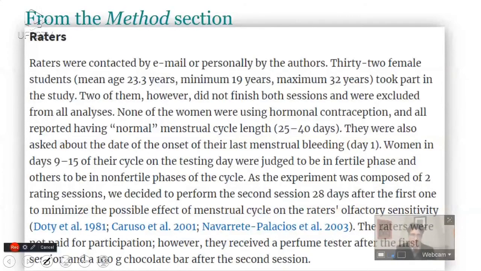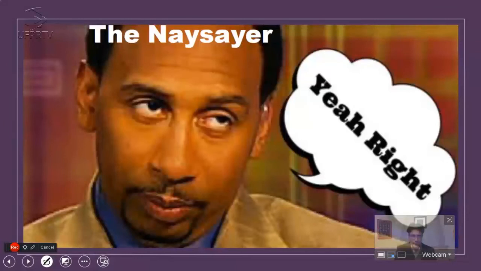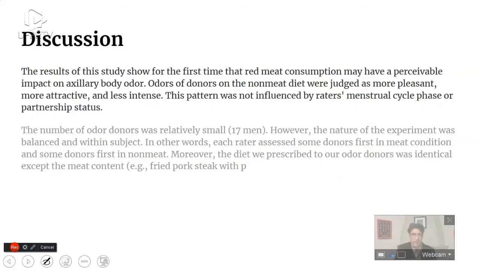So in the method section, as I just mentioned, you have the inclusion of menstrual cycle as something that they controlled, and they also emphasize the reason why, which is, remember, something that we talked about with method section, that you say you did this and why you did it. So they said they controlled menstrual cycle to minimize the possible effect of menstrual cycle on olfactory sensitivity. And the naysayers then happy.